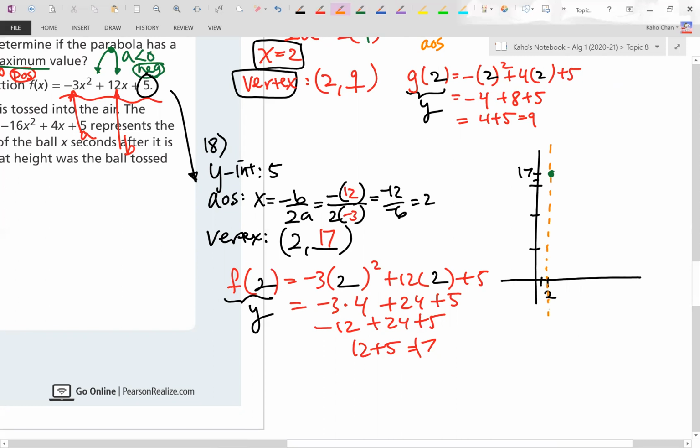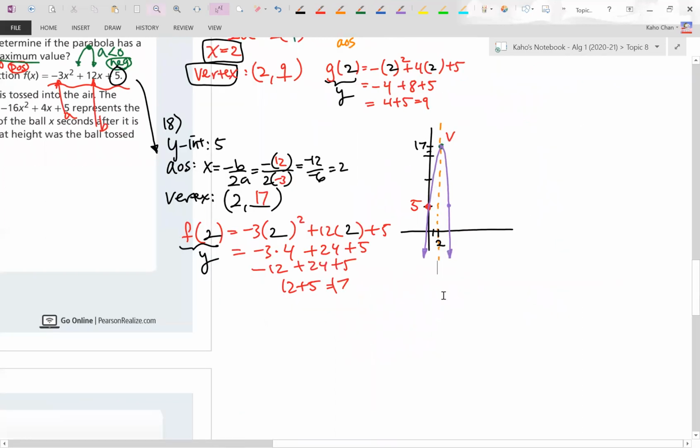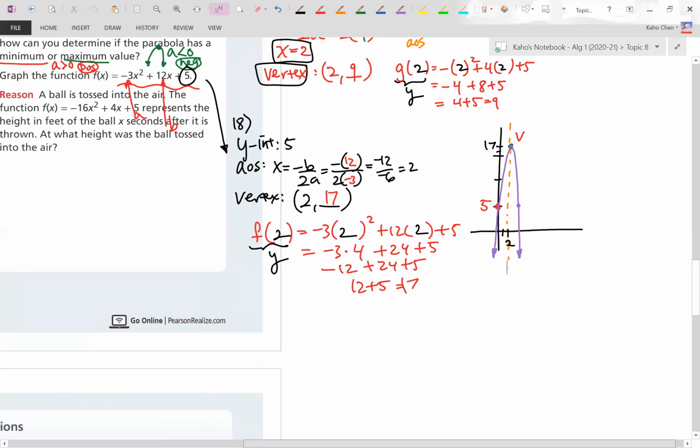The y-intercept is 5. This is a very skinny feller. Connect the dots from the vertex to the y-intercept. And kind of eyeball that half. And we're done. Yay, there it is, ladies and gentlemen. We are finished with 8.1 through 8.3.